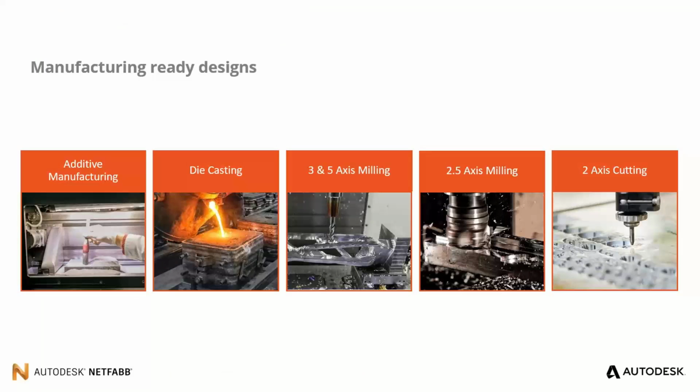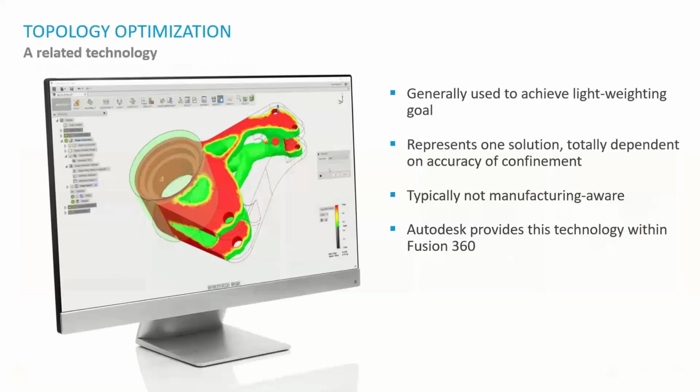So again, the manufacturing methodologies that we're capable of are additive, die casting, 3 and 5-axis milling, 2.5-axis milling, and then 2-axis cutting. And then there is this unrestricted methodology that basically just figures out the best possible shape and doesn't really worry about manufacturing.